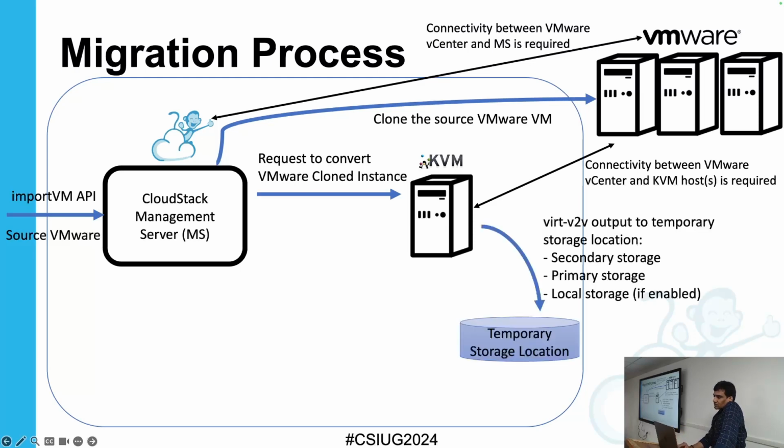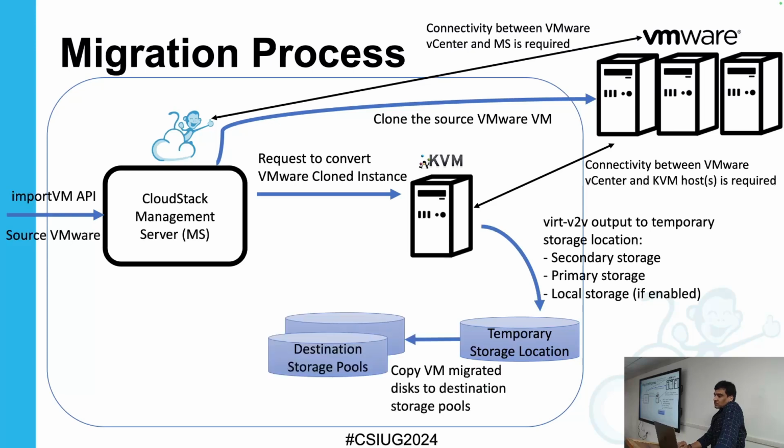After that, this conversion process needs a temporary storage. We can either select secondary storage, primary storage, or local storage if enabled, and the converted disks will be stored in the temporary location. After conversion is done, the actual files will be copied to the destination storage pools, whatever storage pools the management server picks up for the deployment.